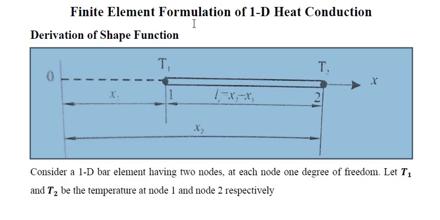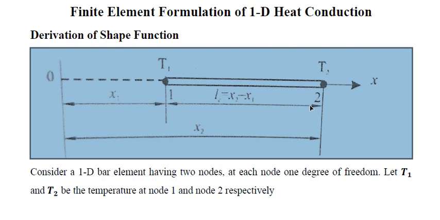What does it mean? It means that I know the nodal temperature T1 and the nodal temperature T2 at node 2, and the temperature at any point over the element is T, capital T, equal to N1 into T1 plus N2 into T2. Now what is the value of N1 at node 1? It is 1. What is the value of N2 at node 1? It is 0. What is the value of N1 at node 2? It is 0. What is the value of N2 at node 2? It is 1.